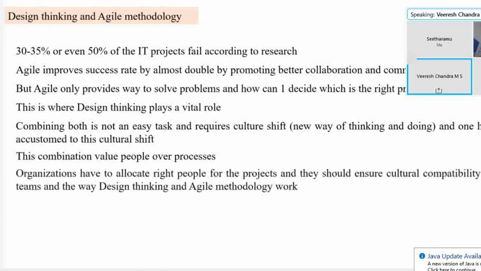So how to combine these two? Organizations have to allocate the right people for the projects. That is the important thing. Those who are really not interested should not be given the responsibility in any kind of work. So allocate the right people for the projects, and they should ensure cultural compatibility between teams and the way design thinking and agile methodology work. It is their responsibility, the people who are allotted for these kinds of projects, a combination of design thinking and agile methodology.